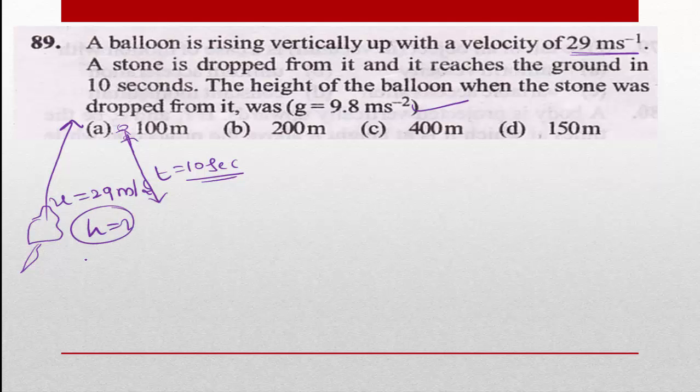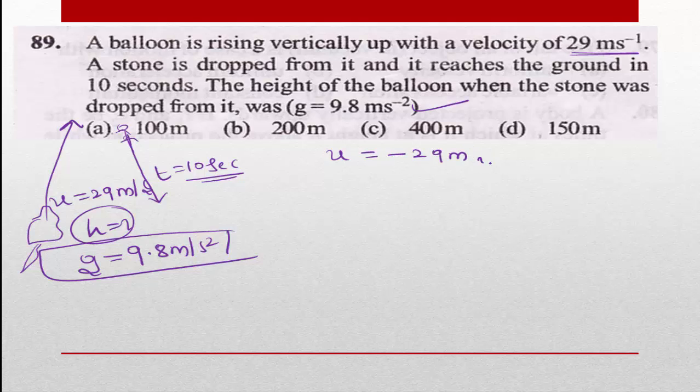h equal to, the acceleration due to gravity value, that is g is equal to 9.8 meter per second square. Here the initial velocity u is equal to minus 29 meter per second, because the balloon is rising vertically up, it moves against gravity. u equal to minus 29 meter per second, and the time t is equal to 10 seconds.